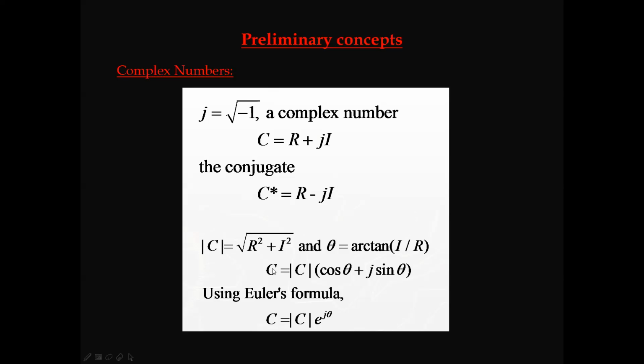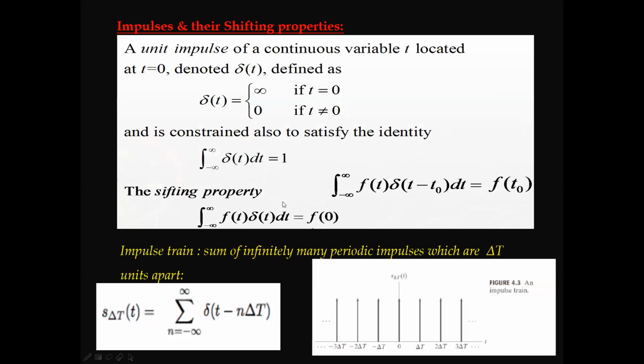In polar representation, this complex number C can be represented as C equal to magnitude of C into cos theta plus j sin theta. And using Euler's formula, you can write C equal to magnitude of C into e power j theta.